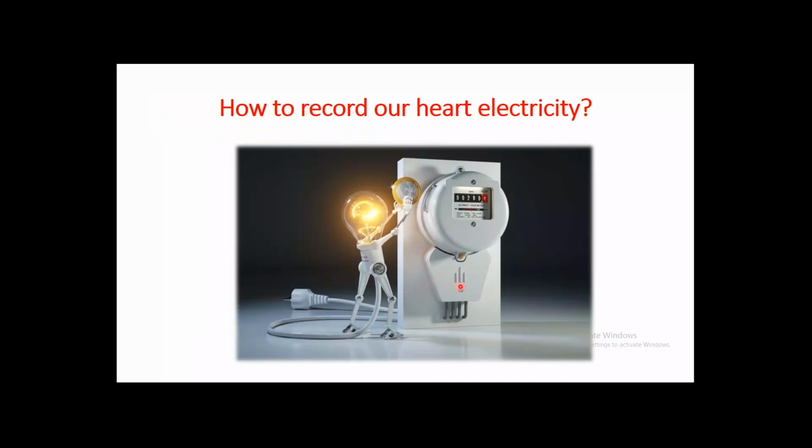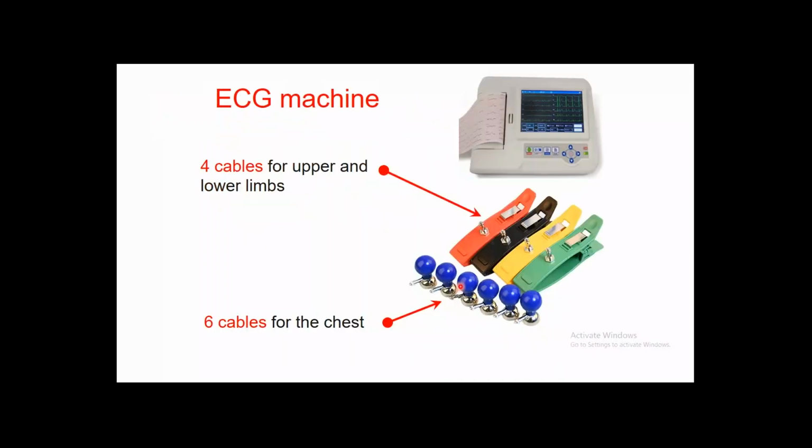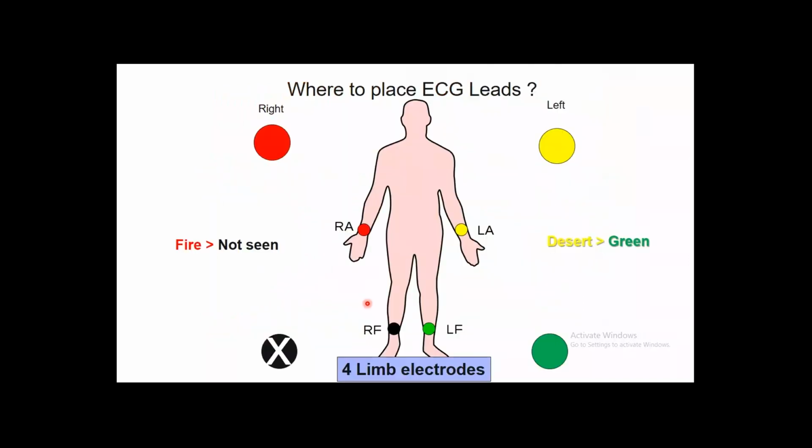So how to record our electrical activity? Here is the ECG machine. We have 4 cables for the 4 limbs and 6 cables for the chest. Where to place the ECG leads? We have the red cable for the right arm, the black cable for the right foot, the yellow cable for the left arm, and the green cable for the left foot.